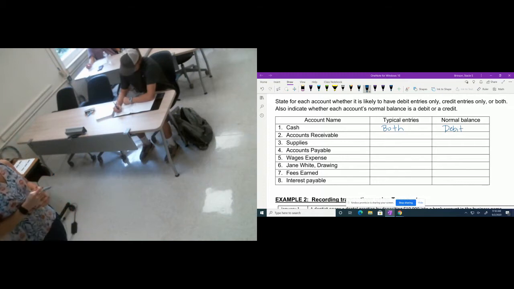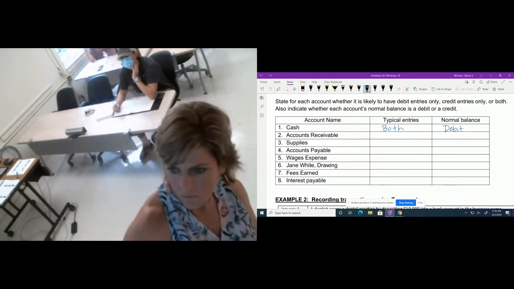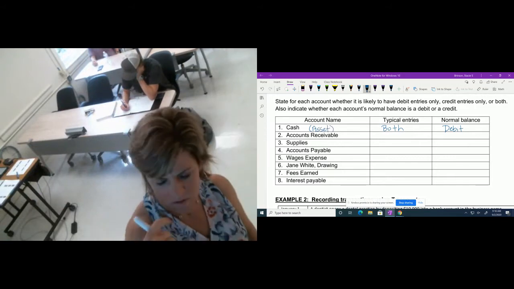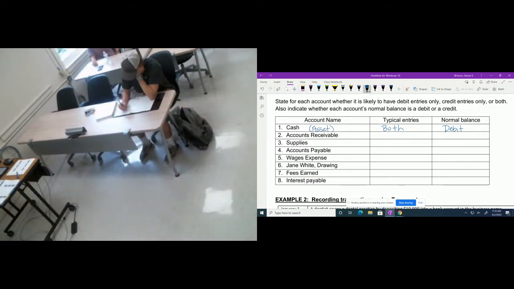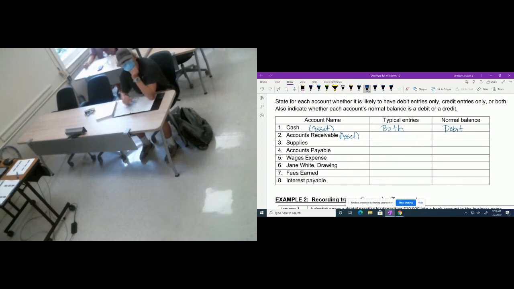Okay, accounts receivable. First of all, what kind of account is that? Cash is an asset, right? What type of account is accounts receivable? Where does it fall in the accounting equation? It's an asset as well. That kind of helps if you're not sure: figure out what kind of account it is, and then you can go to your chart. So what are the typical entries for accounts receivable? Is it always increasing, always decreasing, or both?